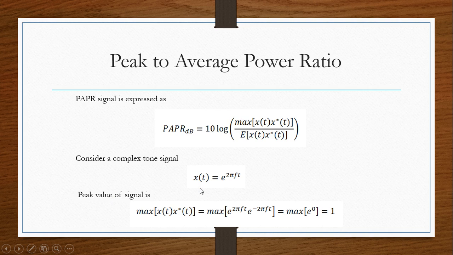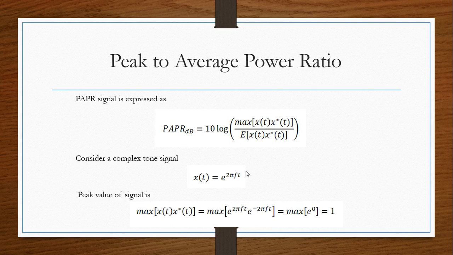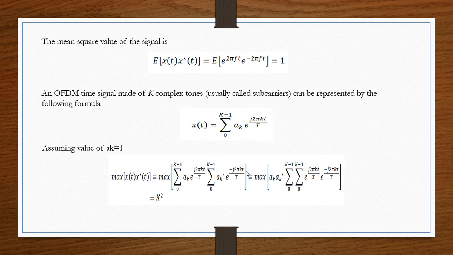Now if I consider a complex tone signal as defined here, the peak value of the signal can be obtained as follows. When the power of the exponential is 0, the maximum power that can be attained is 1 for this signal. After defining the numerator, we define the denominator, the mean square value of the signal. Similarly, it is also 1. So the ratio, the maximum value that peak to average power ratio can take, is 0 dB, that is 10 log of 1, which is 1 by 1, as we just calculated.